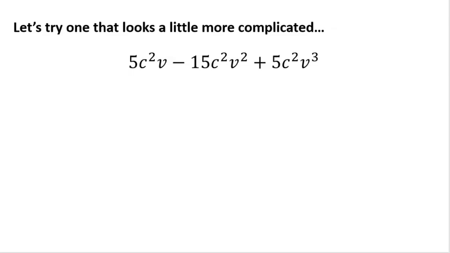So for this one, I have 3 factors now. The highest number that goes into each one is going to be 5. And then from here, I can see that there's a c in each one. And the lowest exponent on the c, well, they're all the same. They're all a 2. And so I'm going to put a 2 for my GCF. Then I can see that there's a v in each one. I have a 1 here, a 2, and a 3. And so the 1 would be my smallest.